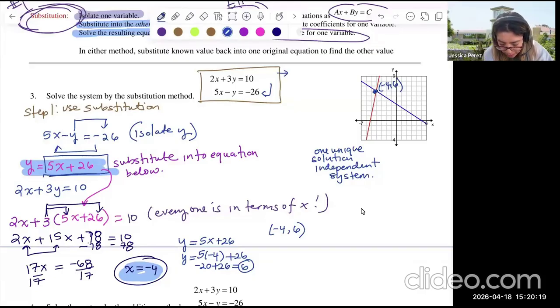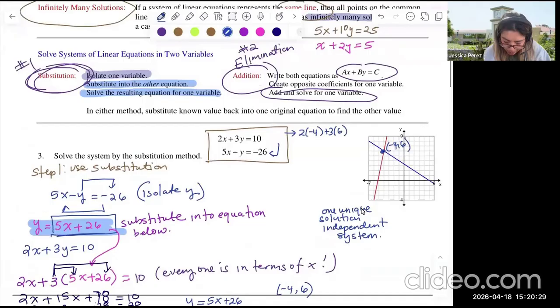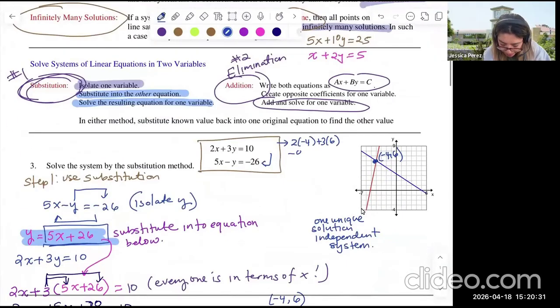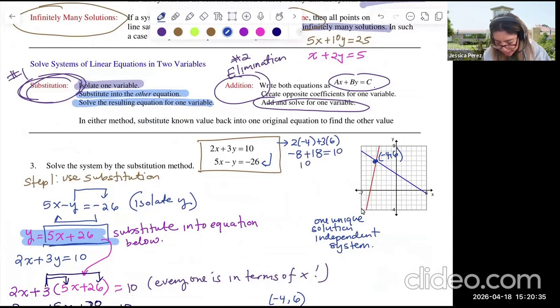So let's see if we plug it in. So we have 2 times negative 4 plus 3 times 6. Does that give me 10? So this is my x, this is my y. I have negative 8 plus positive 18 gives me 10. 10 is equal to 10. Yes. So it satisfies that first equation.